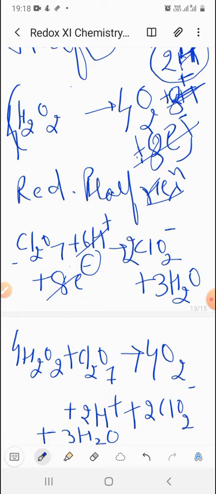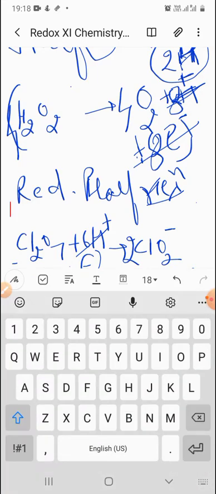To the right hand side it is neutral, 2 positive, 2 negative, and to the left hand side again it is neutral. So this is the reaction which is balanced in the acidic medium. Fine. And the next reaction I'm going to discuss is in the basic medium. So let's discuss in the basic medium also.